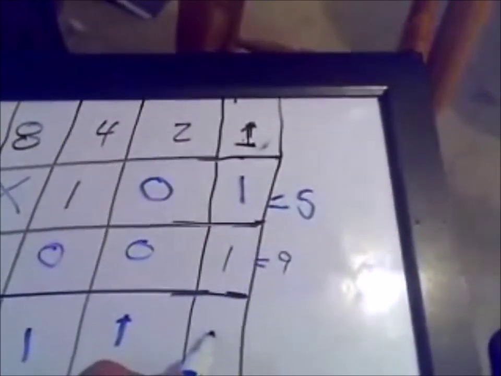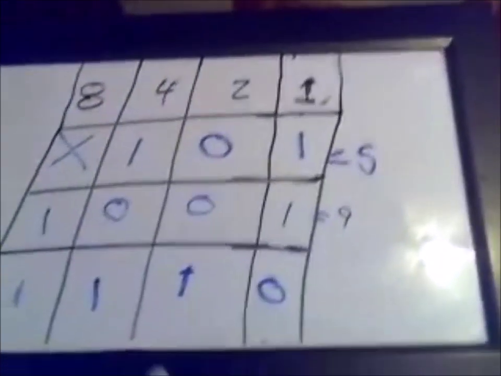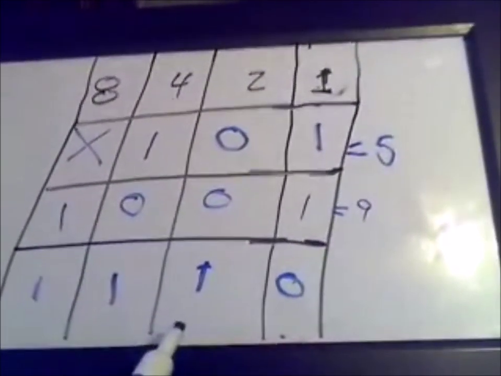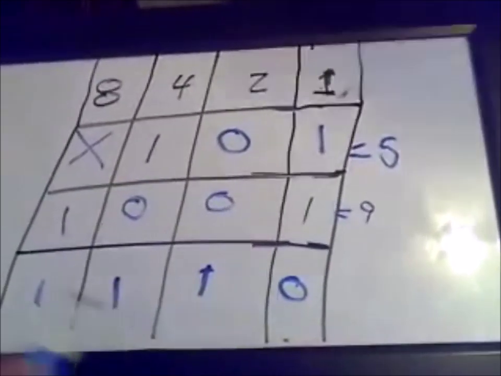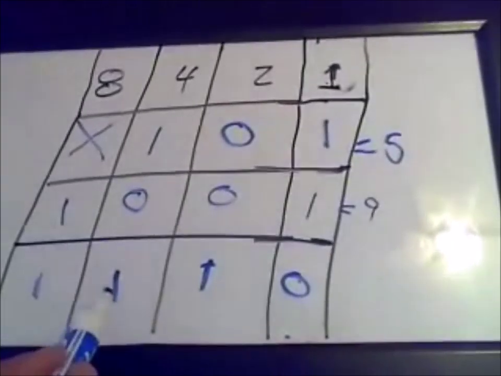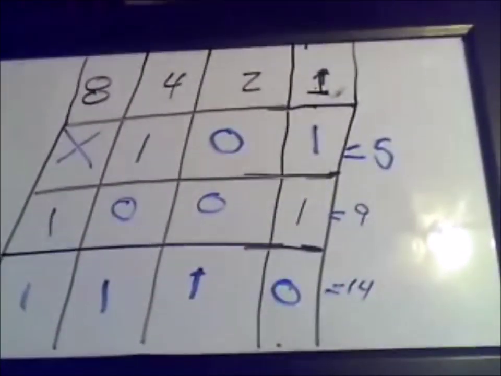Well, there's only one number left, and it's a 1. Since we have nothing remaining, that's going to be a 0. So we end up with 1110. Now, how do we know that this is 14? Same way we found out the other ones were. 8 plus 4 gives us 12, and 12 plus 2 gives us 14.